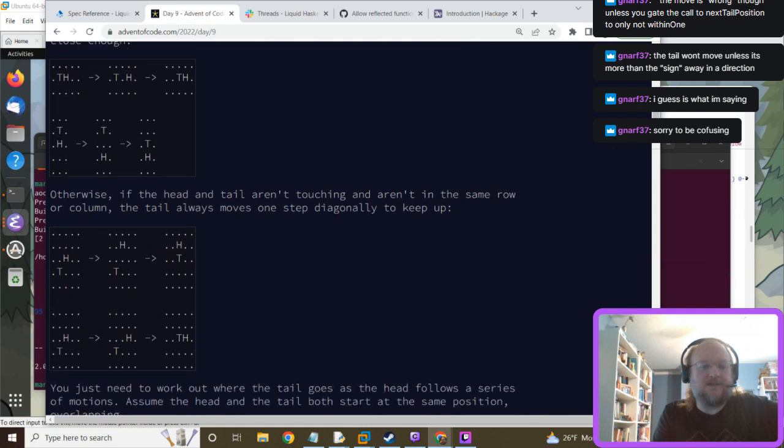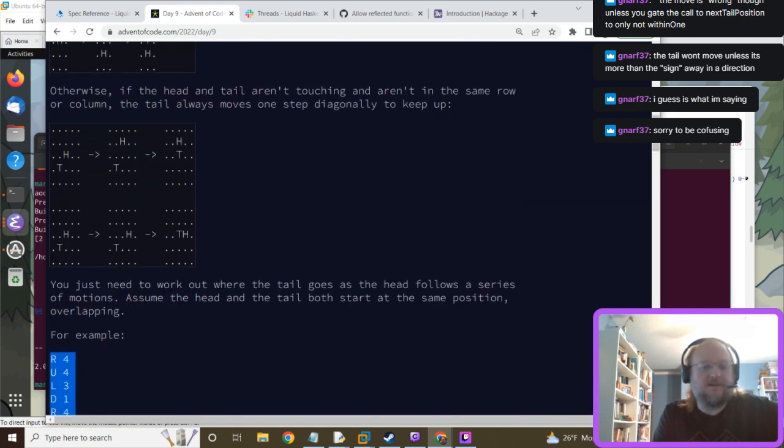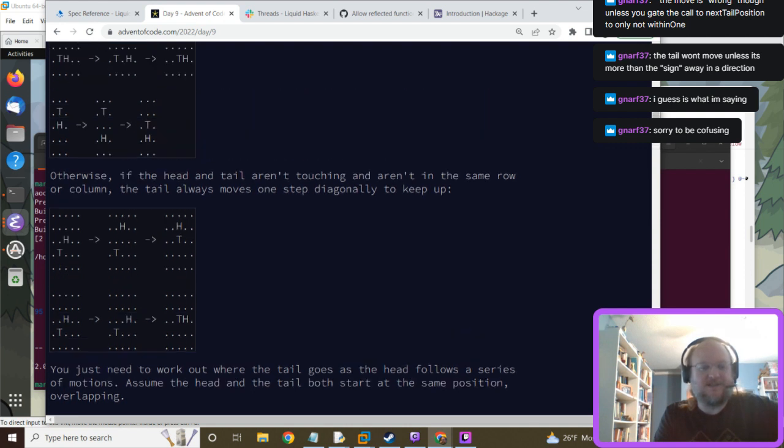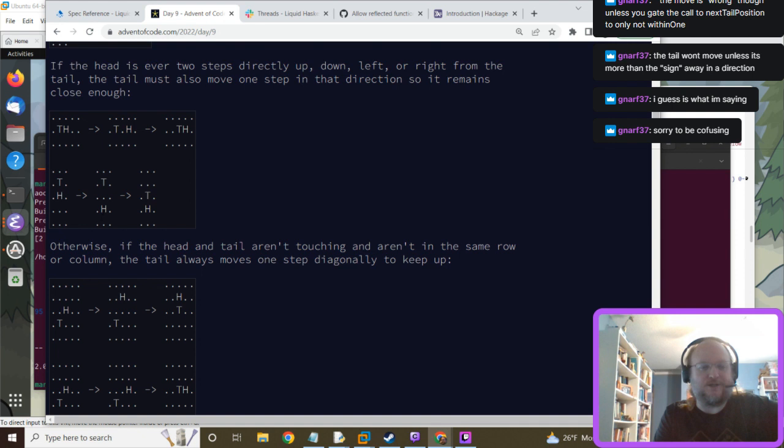So in this case, the sign of this difference is 1, and the sign of this difference is 1, and so we can move up 1, 1, which I thought was what we wanted to have happen. In these cases, this is 0, so we add the sign, which is 0.